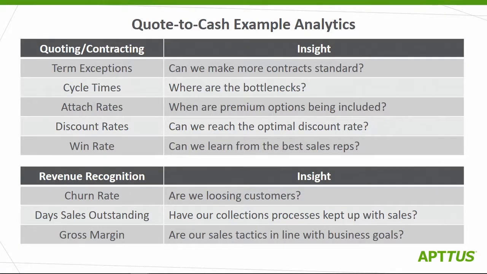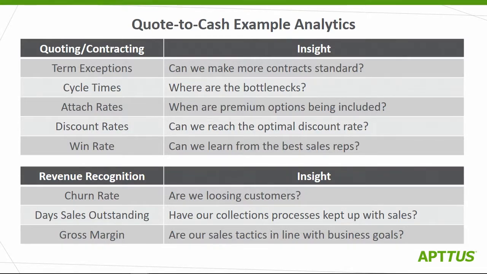If you do put your quote to cash in a single cohesive system, there's a lot of powerful analytics you can generate. Here are some examples of a few, and I'm posting these up here because I sometimes feel like these are missed, and I think they're interesting, but there's lots more out there. So we'll start with the legal realm, term exceptions.